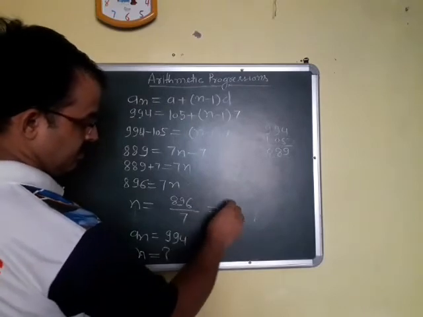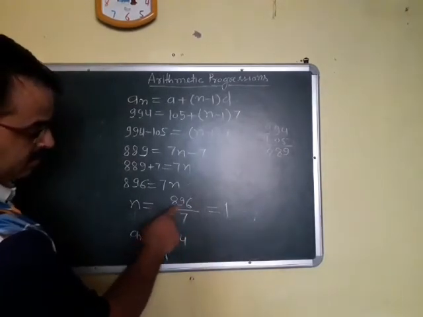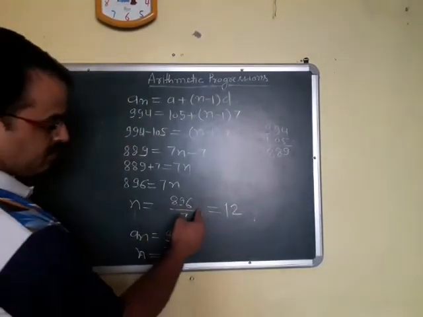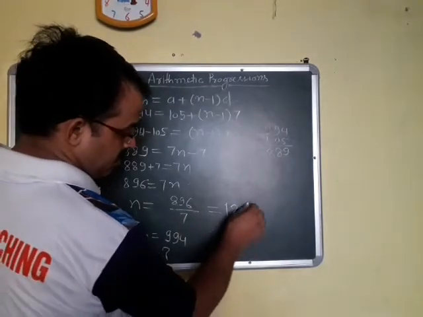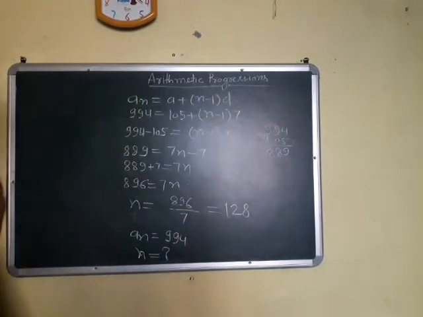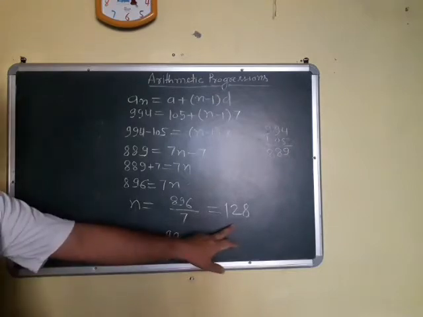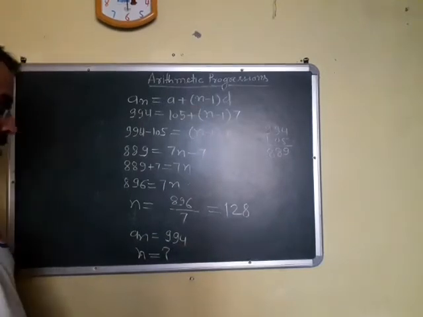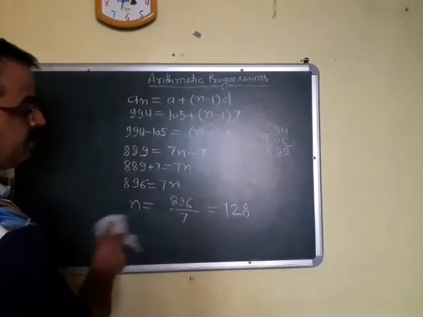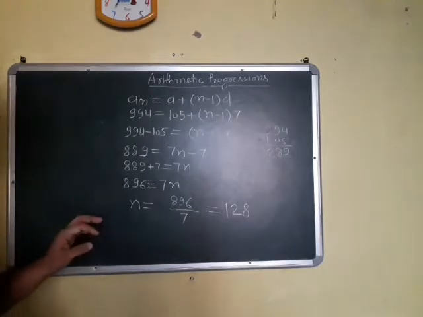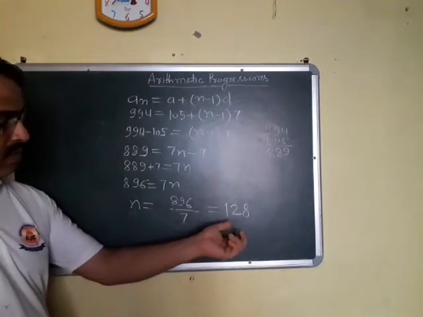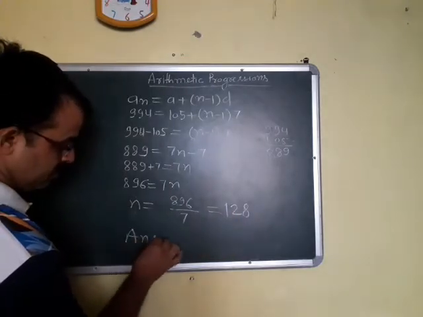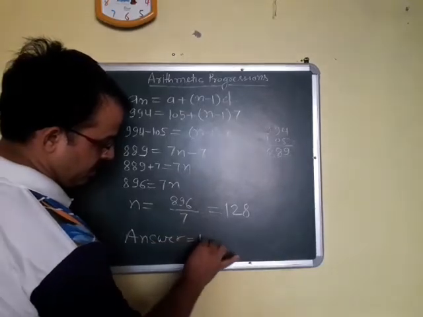So what do we get here? 7 into 1 is 7, 7 into 2 is 14, 7 into 8 is 56. So 128. How many numbers? 128 numbers are in 100 to 994 that are divisible by 7. Clear? Your answer here is 128.